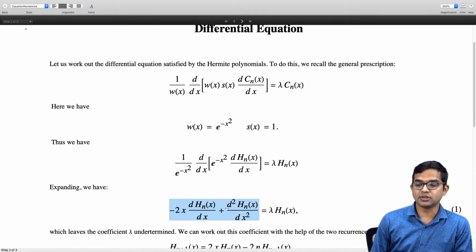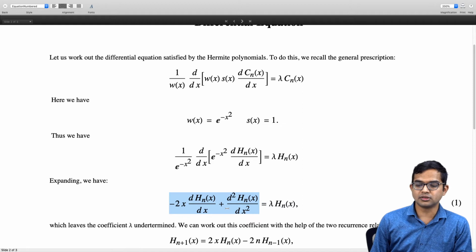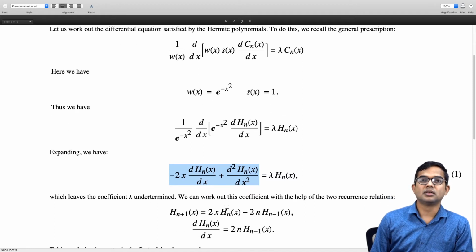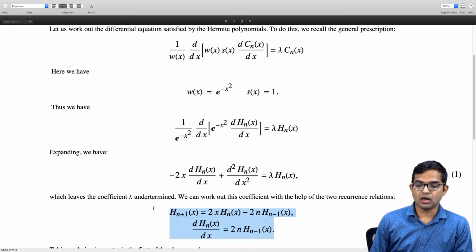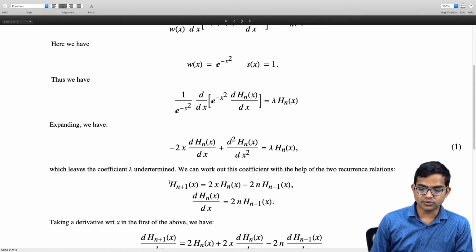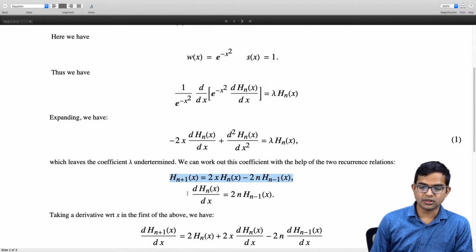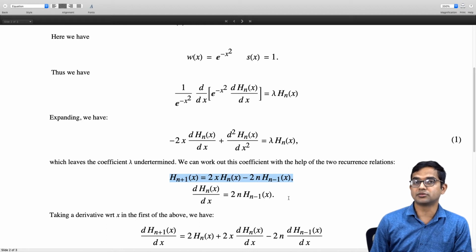So we will work out this coefficient lambda, and it turns out that to get this, we have to use these two recurrence relations that we already derived for the Hermite polynomials. The way to get to equation 1 from here is to take a derivative of this first equation, right? So to start with this first equation and take a derivative with respect to x. So you have d by dx of hn plus 1 of x must be equal to 2 times hn of x plus 2x times dhn of x by dx minus 2n times d by dx of hn minus 1 of x.